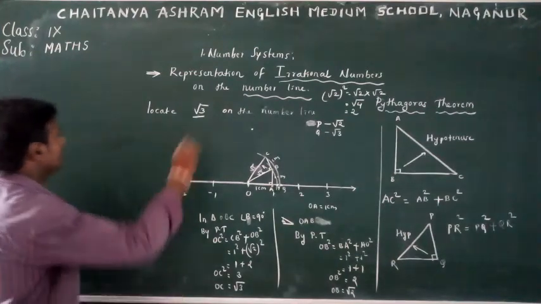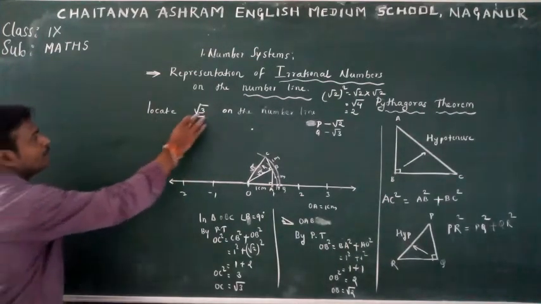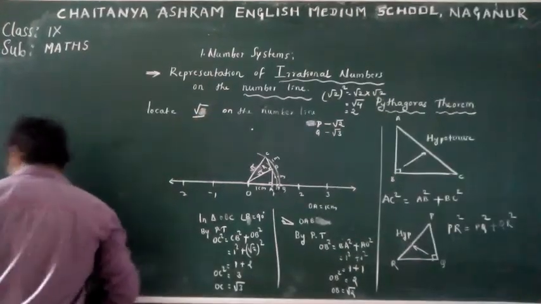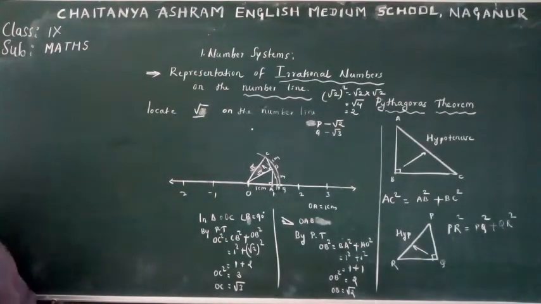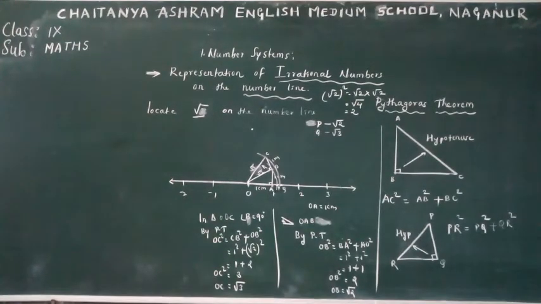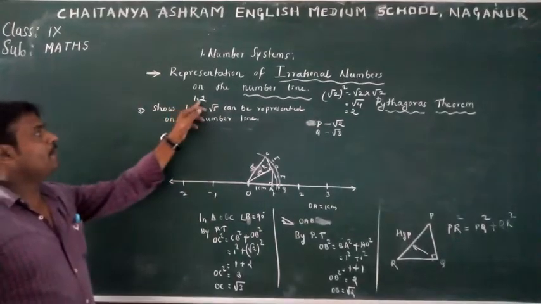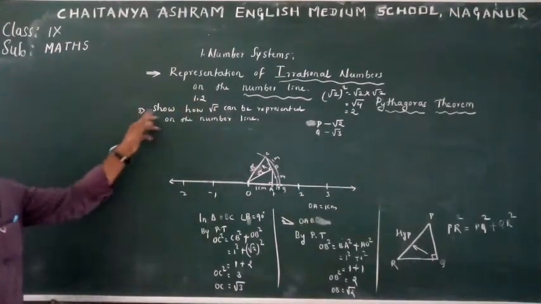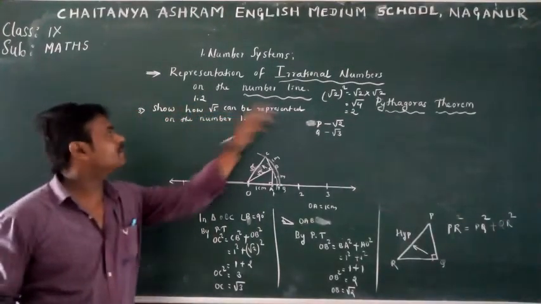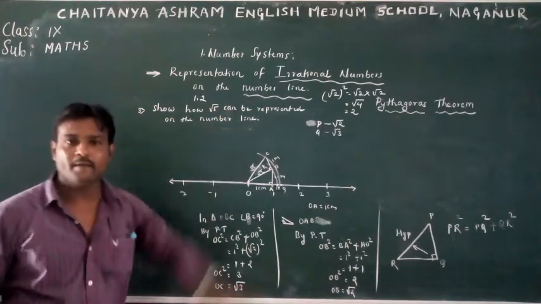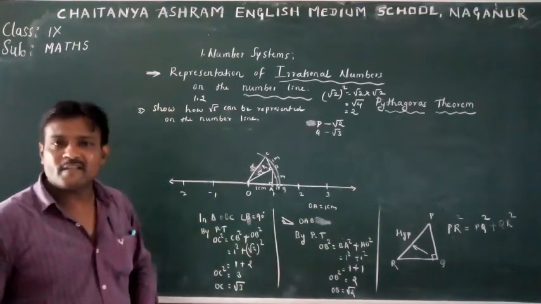In the exercise, there is a question. One minute dear children, I will see the textbook. Okay dear children, in your exercise 1.2, the third question is, show how root 5 can be represented on the number line. So we will do the same process.